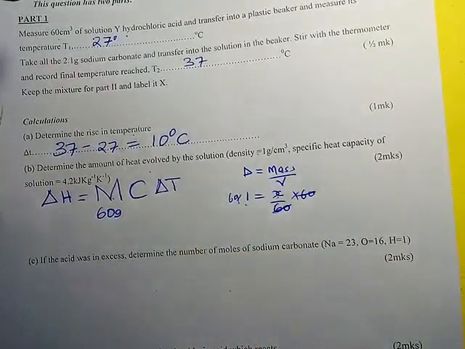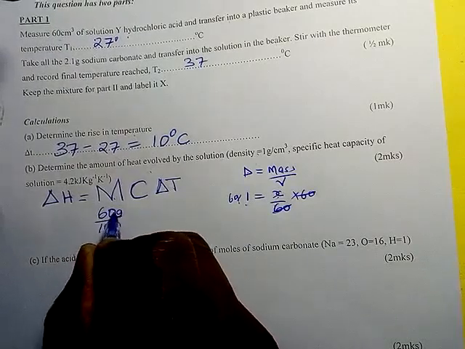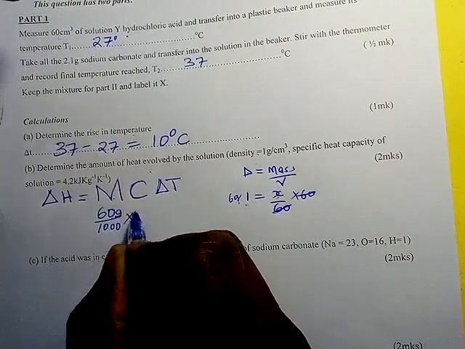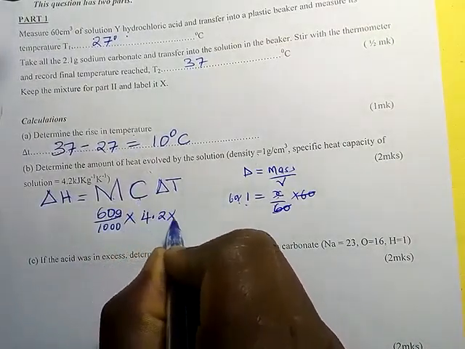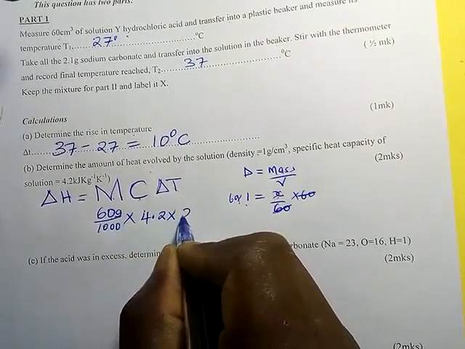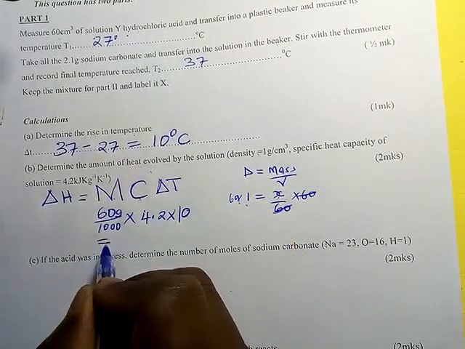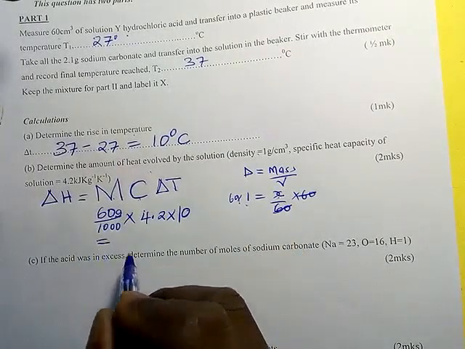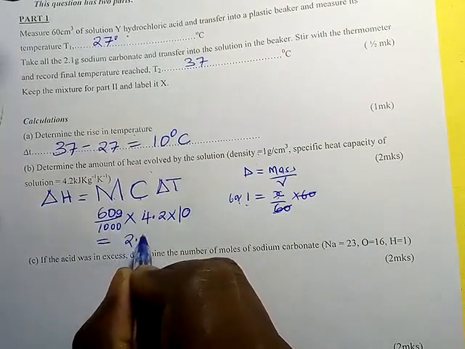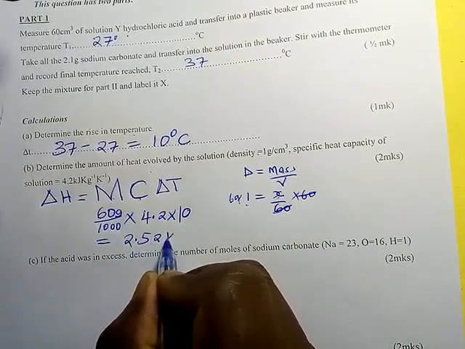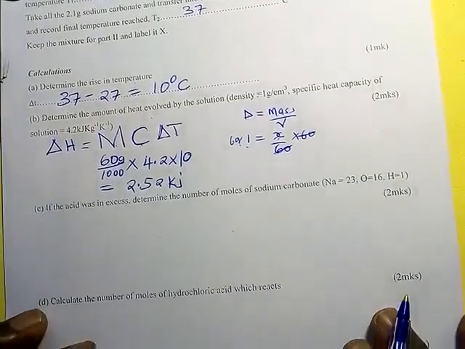If I want heat in kilojoules, I will divide it by 1000 to make this mass into kilograms, and then times specific heat capacity, which is 4.2, and then times temperature change, which is 10. Right? So after doing that, use your calculator and you find out that the answer is 2.52 kilojoules, and that is the heat change.